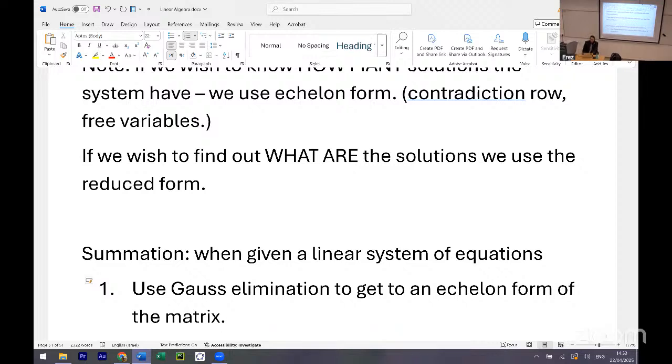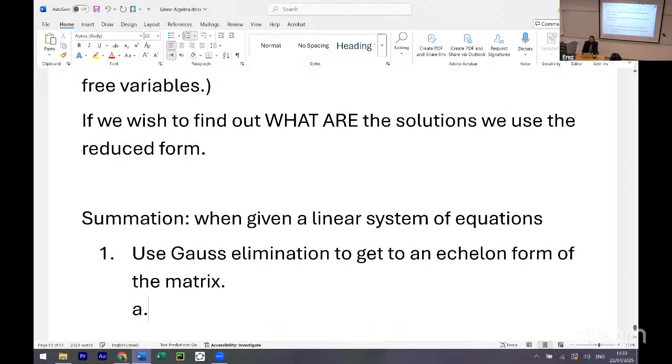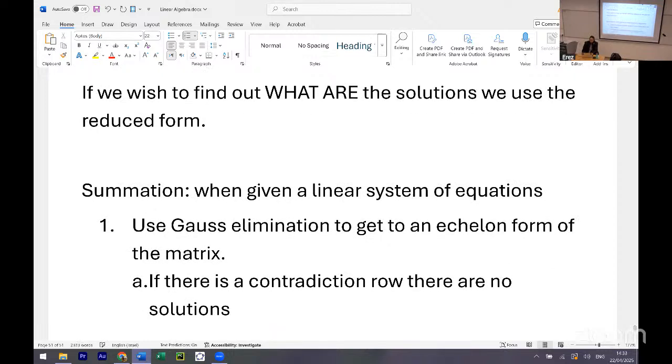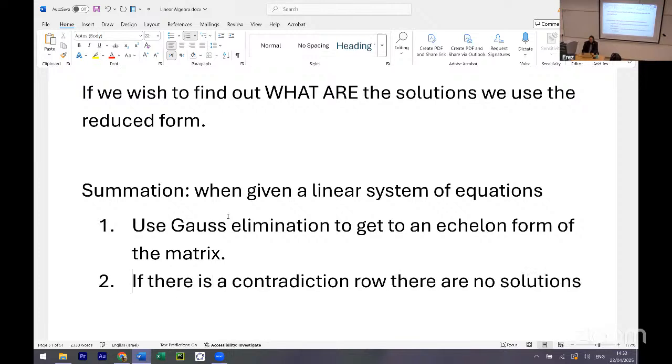From here, you can know if there is a contradiction row, there are no solutions. I'll change it up a bit. Sorry. Okay, it will be step 2.